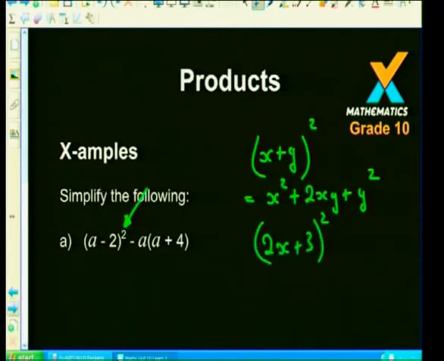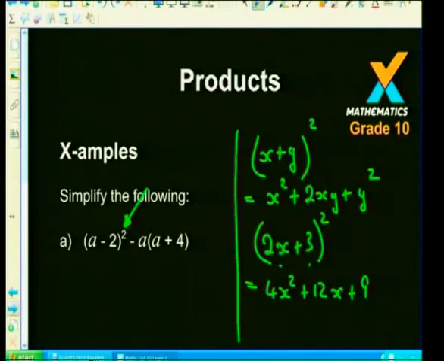Here we have 2x plus 3 squared. My little recipe is first squared, first times second times 2, second squared. And there I go straight to my answer. If you wanted to write the bracket out twice, that's absolutely okay.